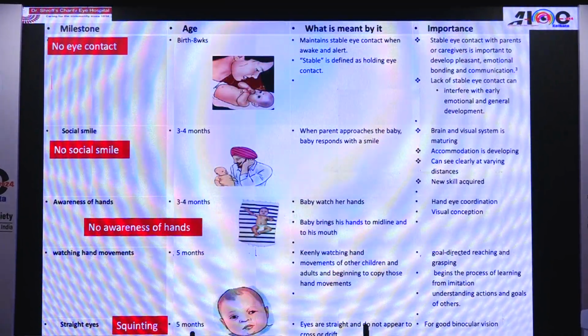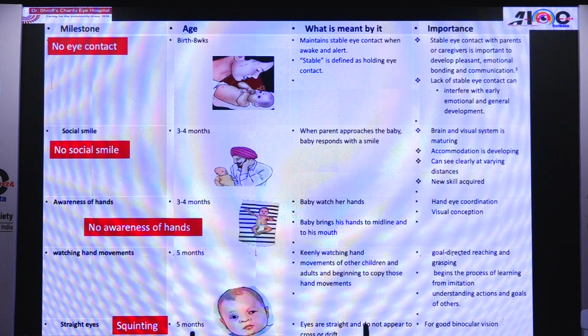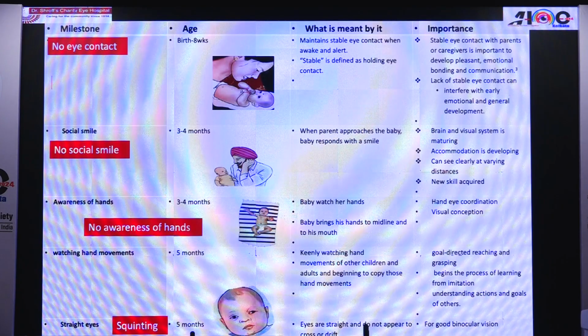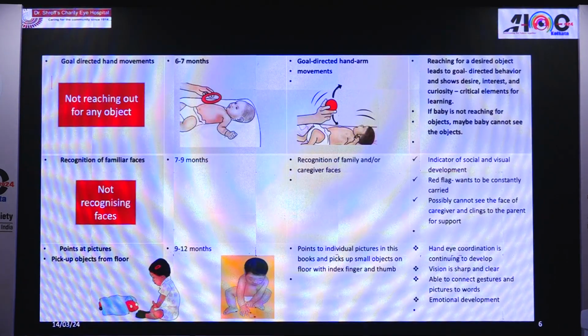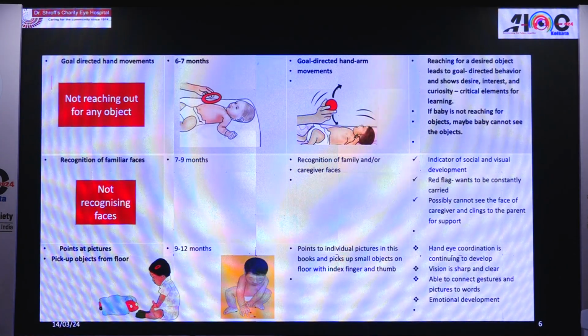Apart from that, by 3 to 4 months, if there's no social smile or no awareness of hands, doesn't want to explore his or her own hand, these are a few features within 3 to 4 months which must be known, that the child is having mild developmental issues. Now by 5 months, if there is squinting, or by 6 to 7 months the child is not reaching out for any object, not recognizing faces, not even familiar faces, not even the caretaker's or mother's face, that means these children are on the course of a developmental delay.